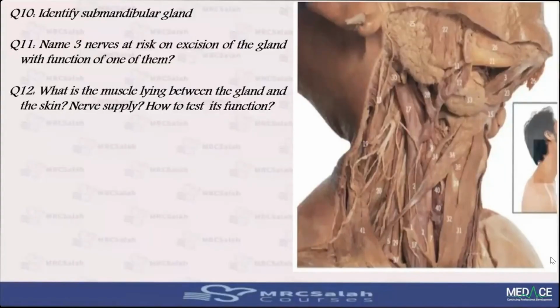Regarding the marginal mandibular nerve, it supplies the facial muscles. How can it be tested? What function will be lost? Drooling of the saliva. I will tell you the answer.